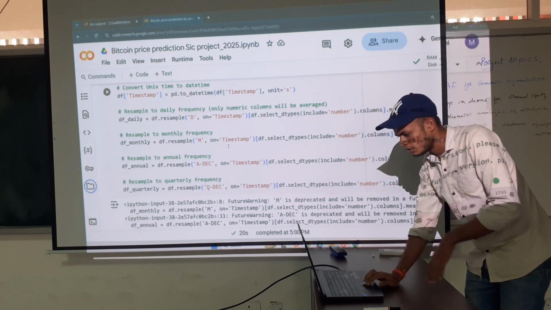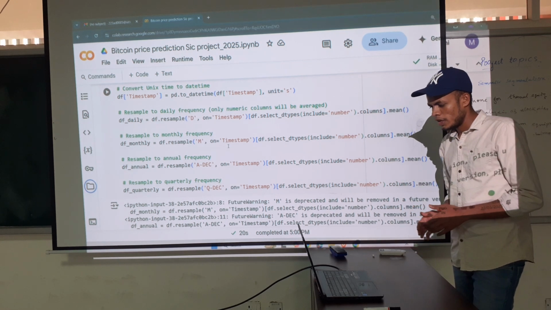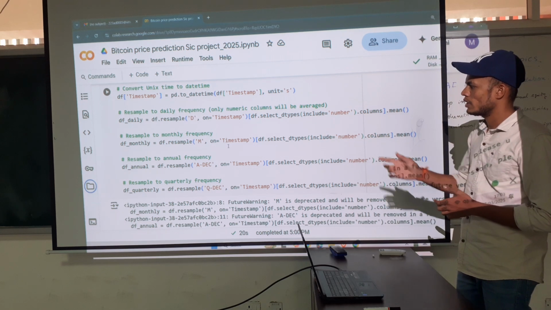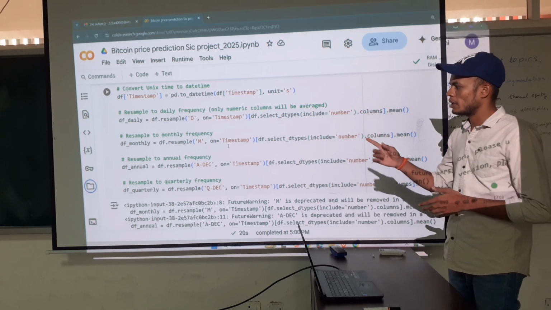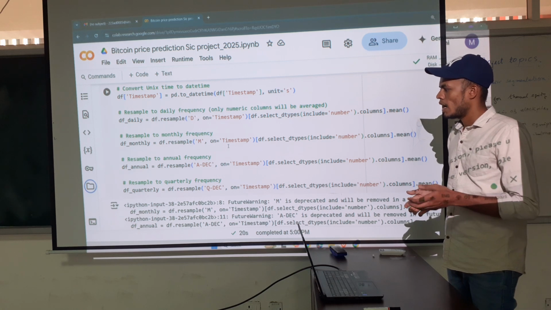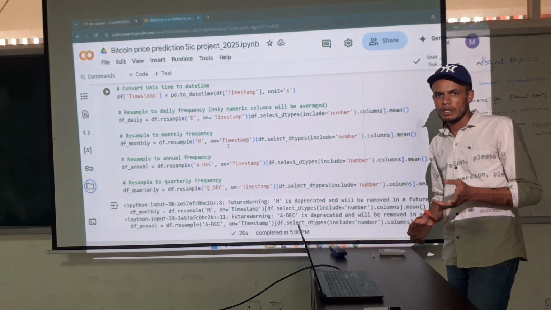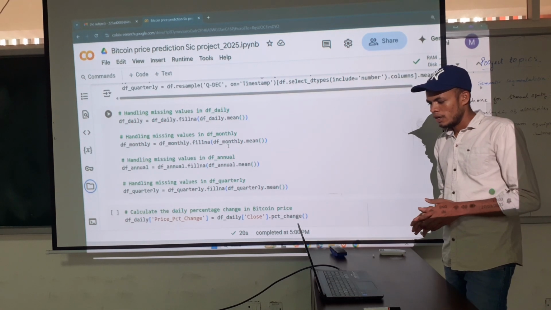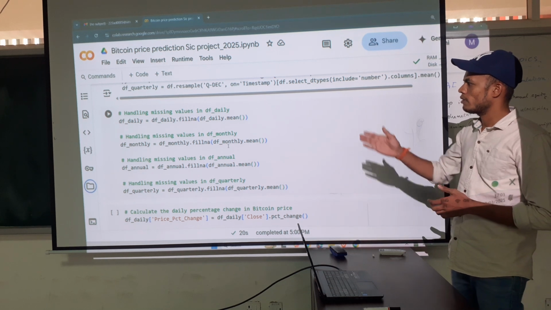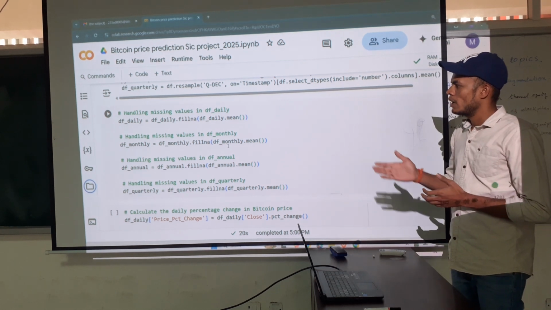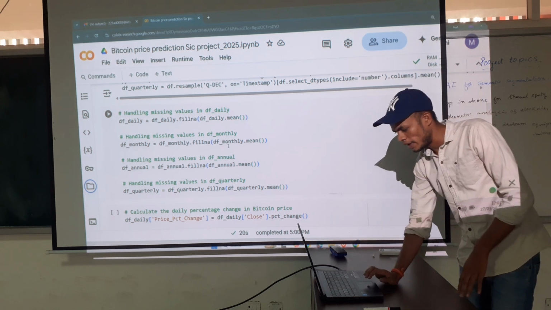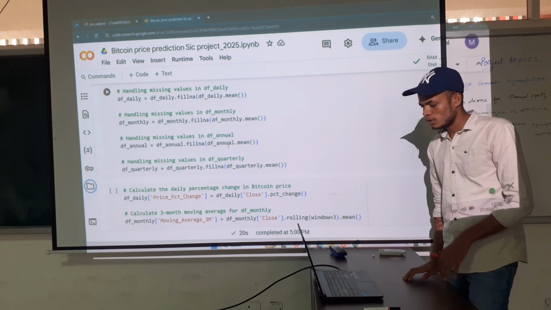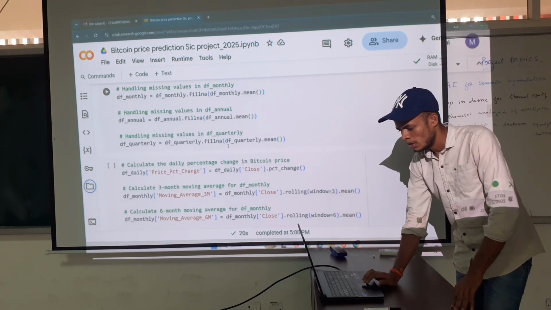We are also resampling the daily frequency into numeric columns that will be averaged, and also resampling the monthly, annual, and quarterly frequencies of the dataset using this code. We are handling missing values in every column, like we found some missing values in the df daily column, and we handle them with fillna, filling the nearest mean value into those null values to get good results.